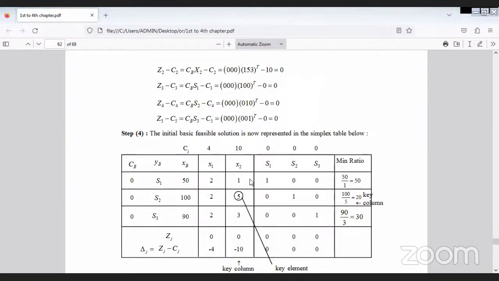So next, we are taking here 50, 100, 90. Zj is equal to 0. Why? Because all the values are 0. The pivot element is the highest value, 5. This is the key element. This is the column 1, 0, 0, 0, 1, 0, 0, 0, 1. Zj minus Cj. What is Zj and what is Cj?